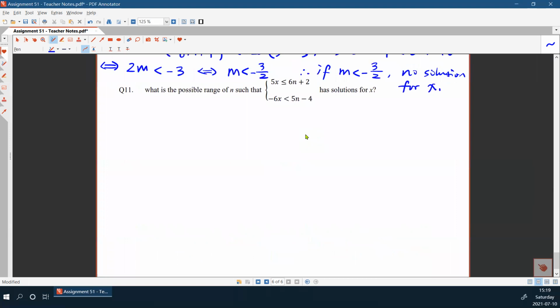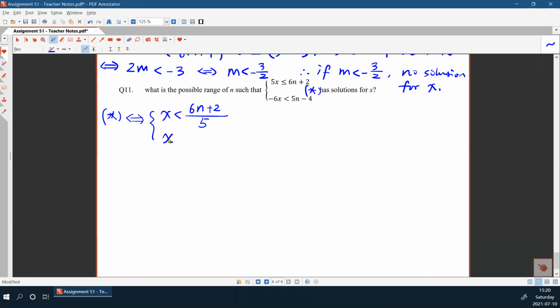And okay, last question. Again, what is the possible range of n such that this system has no solution for x? Again, let's call this star. First of all, let's try to solve this system. Star is equivalent to, first, x must be smaller than (6n plus 2) over 5.